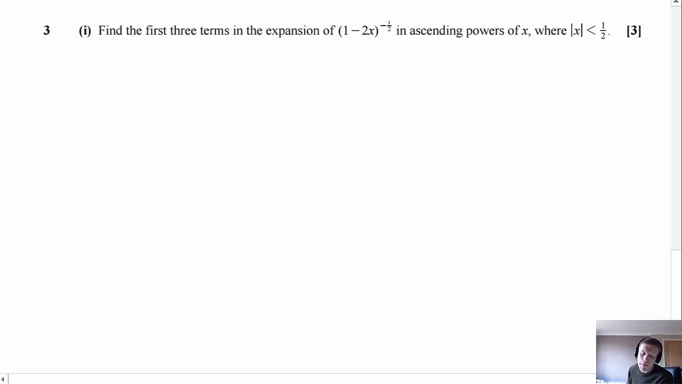Hello, so I've been asked to expand (1 - 2x)^(-1/2), and I've been asked to find the first three terms in ascending powers of x. And I've just been given the validity at the end.